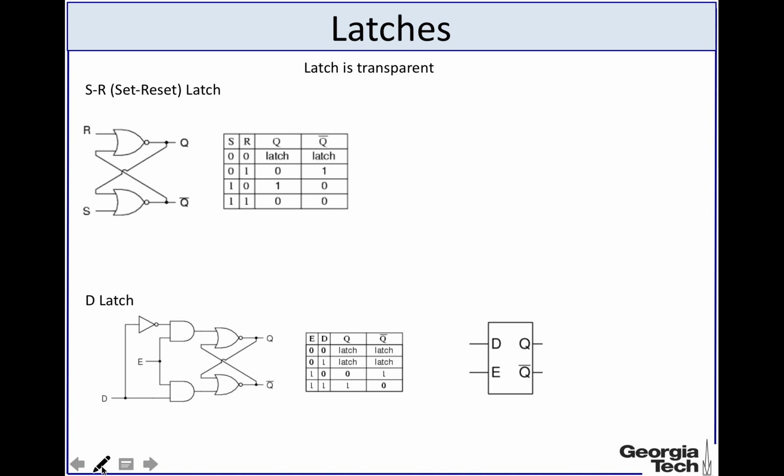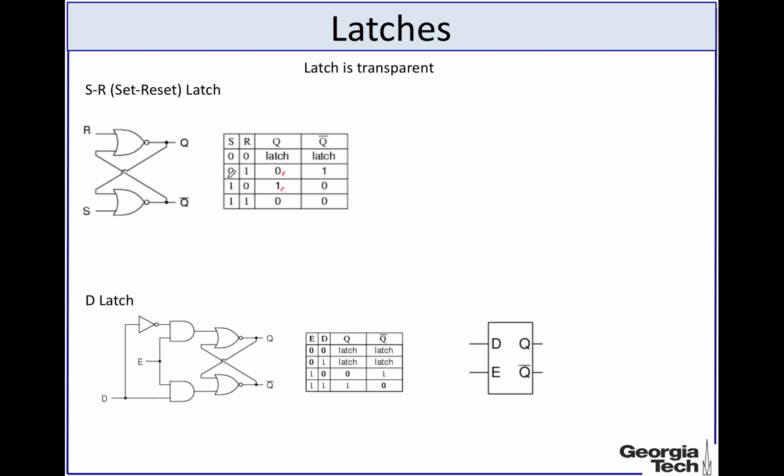So for example, there is an example of a set reset latch, and essentially what it does is that if both S and R equal to 1, it stores a value of 0. Sorry, if the input is 1 and 0, then it stores a value of 1, and if the inputs are 0 and 1, then it stores a value of 0, and if both of the inputs are 0, then it just holds its previous value.